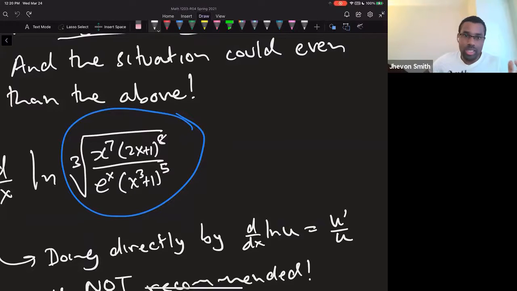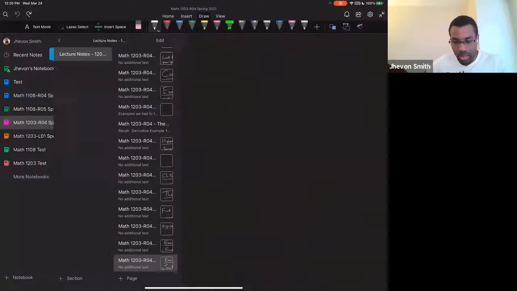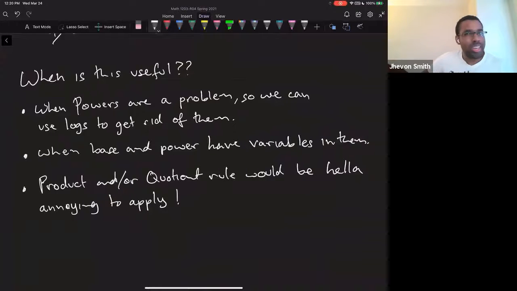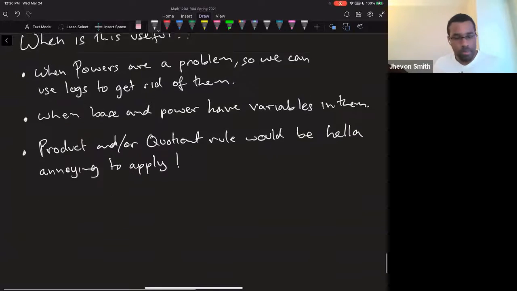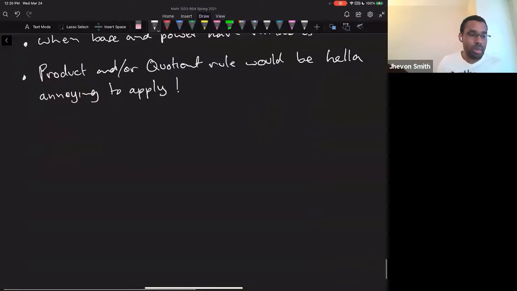To differentiate what's in that blue circle, it would be really annoying to go directly by quotient rule and product rule and all that stuff, right? Whenever you're in that situation where you think, that's going to be hella annoying to actually do with the product and quotient rule, log differentiation should come to your mind right away. And we are going to do some examples. So let's do some examples.